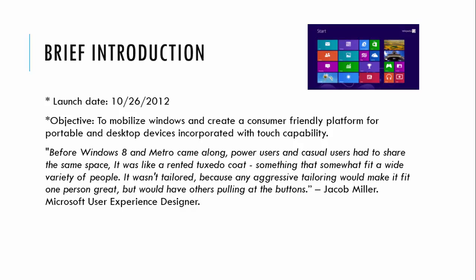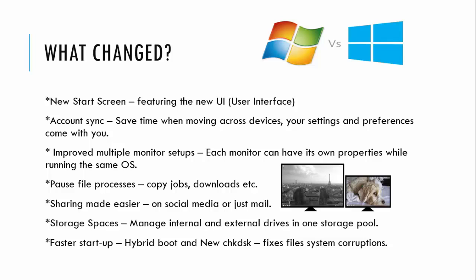So I would like to share a quick quote with you by Jacob Miller, who works for Microsoft and is the user experience designer. And he said, before Windows 8 and Metro came along, power users and casual users had to share the same space. It was like a rented tuxedo coat, something that somewhat fit a wide variety of people. It wasn't tailored because any aggressive tailoring would make it fit one person great, but would have the others pulling at the buttons. So what changed?